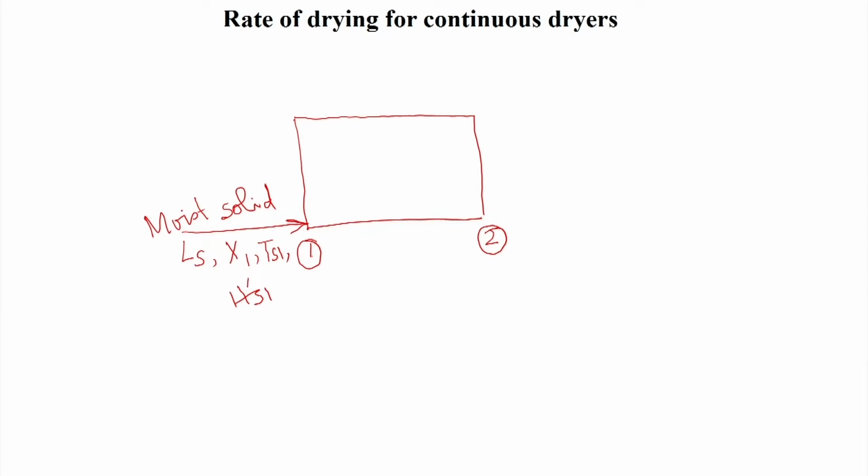Hs1 prime. And when the dry solid exits from here, the dry solid flow rate will be Ls, that is on a dry basis, and the moisture content will be X2, that is definitely lower than X1, and the temperature will be Ts2, that is definitely greater than Ts1, and the enthalpy value Hs2 prime.